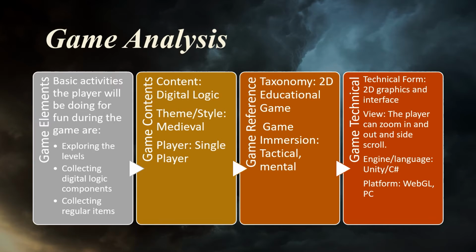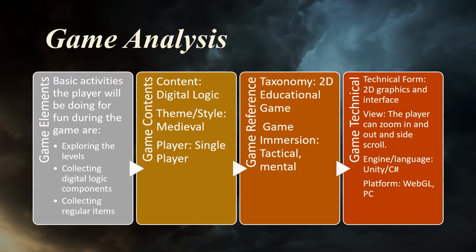Now let's do a quick analysis for our game. We will look at 4 different components: the game element, the game content, the game reference, and the game technical. For game elements, we are looking at the basic activities the player will be doing for fun during this game, and this includes exploring the levels, collecting digital logic components, and collecting regular items.